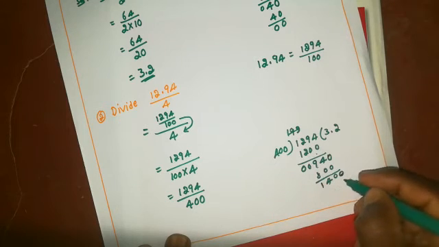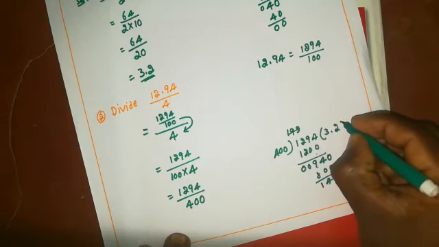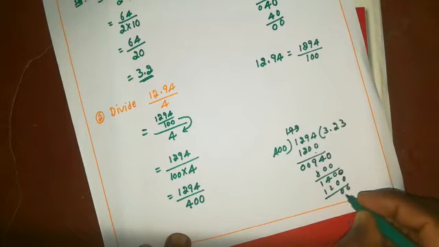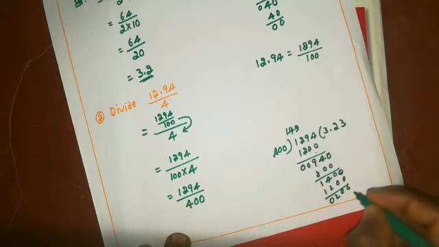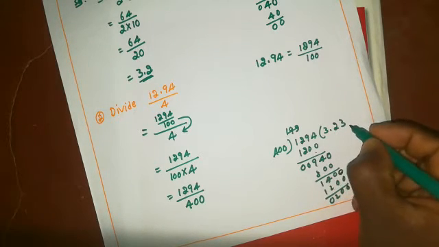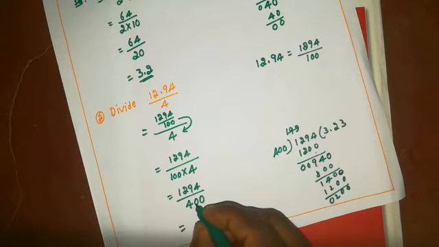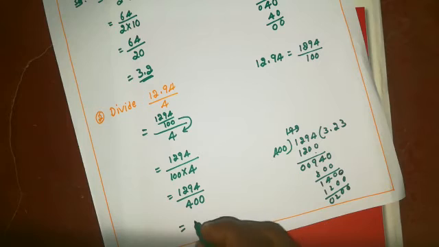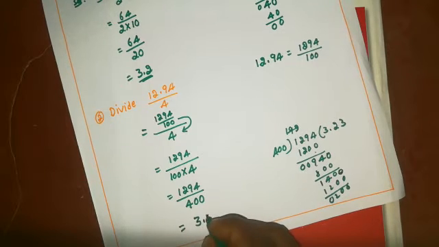400 divides 1400 how many times? Again 3 times, 1200. Again we get 200 as the remainder, and so on. Finally the answer is 3.23. When we are dividing 1294 by 400, we get 3.23 as the answer.